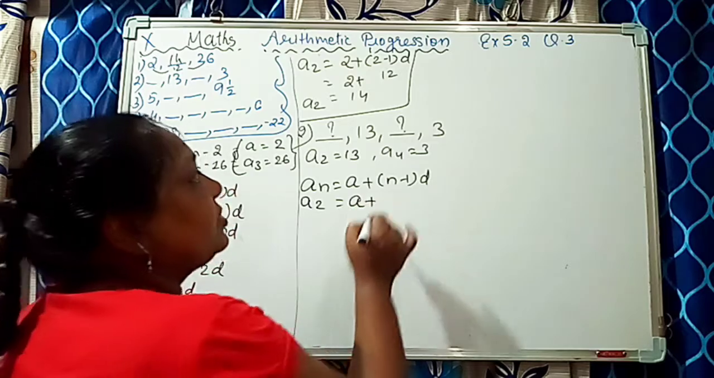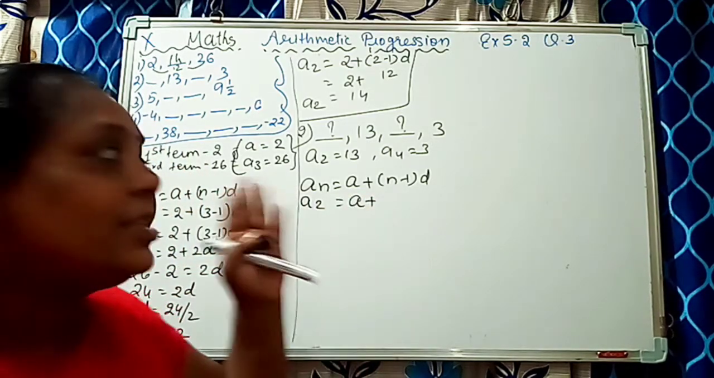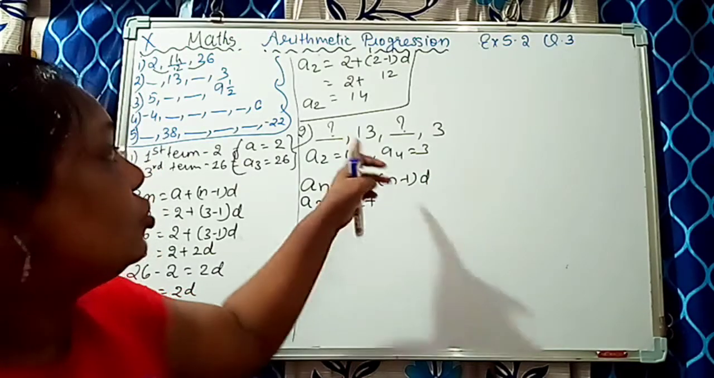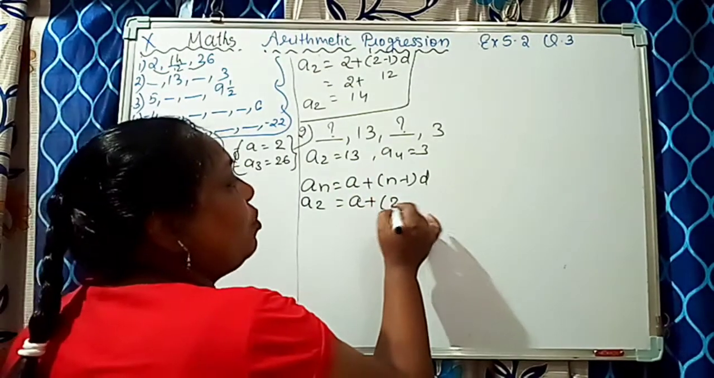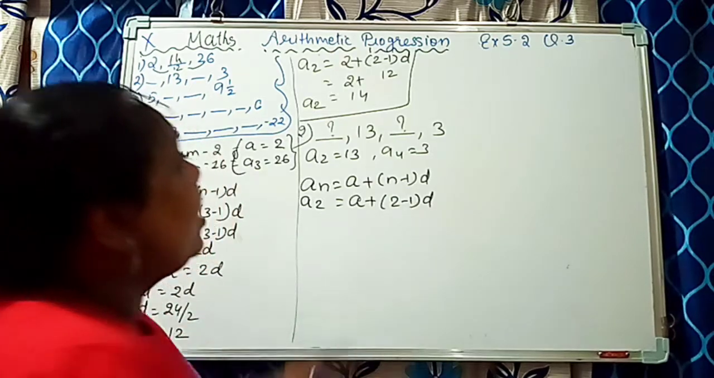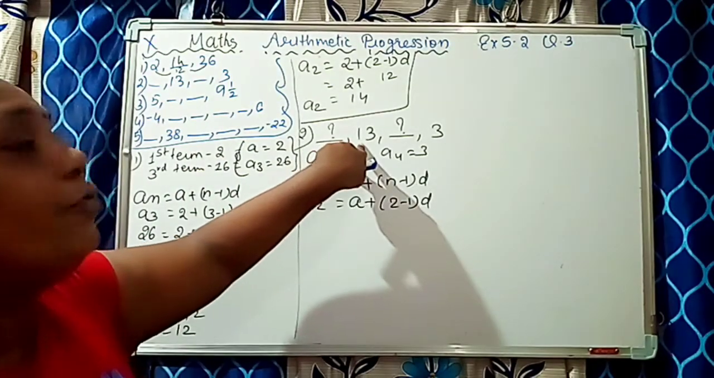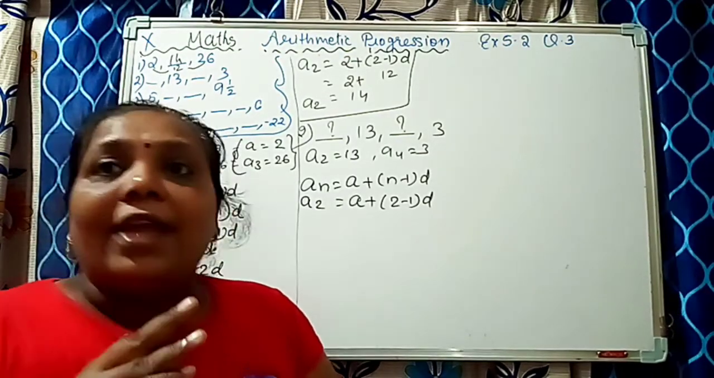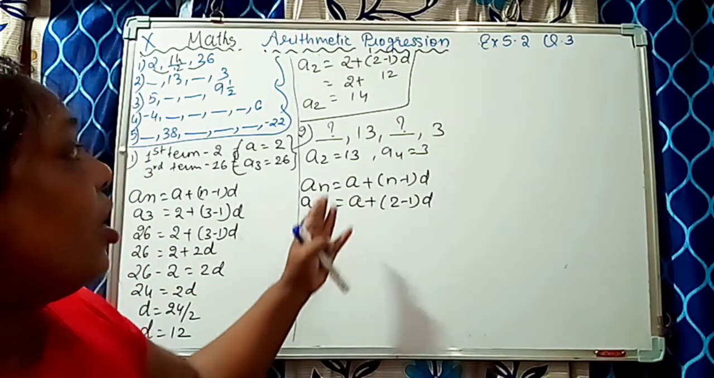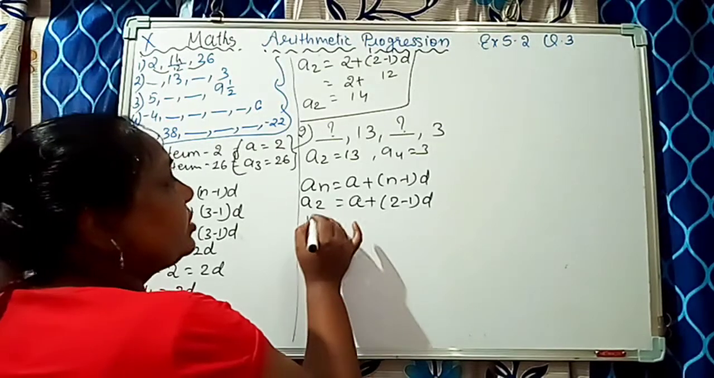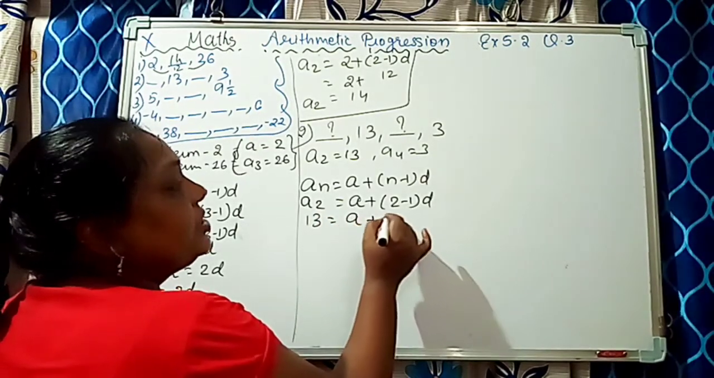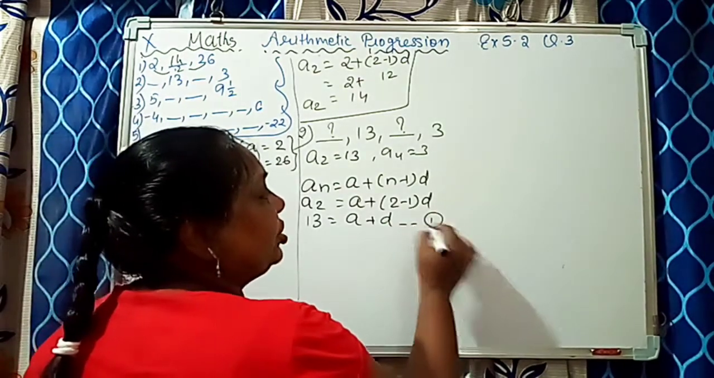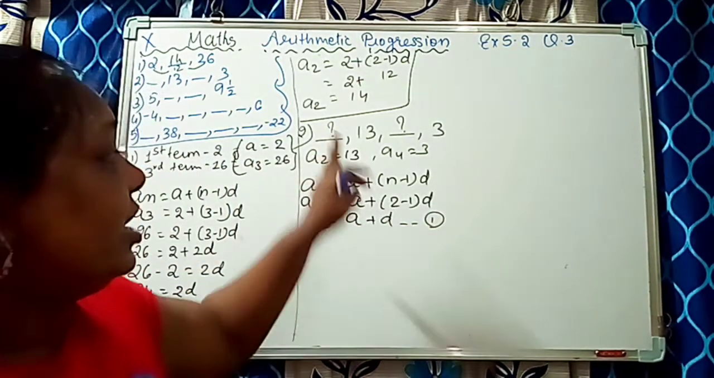So A plus, and how many terms are there? First 2 terms are given here. So for 2 terms we will write 2 minus 1 D. Why? Because first we will find out the 13. Okay, 2 we have to find out. Then we got it. So what is our A2? A2 is 13. A plus D, that is our first equation. Okay, this we will find out.